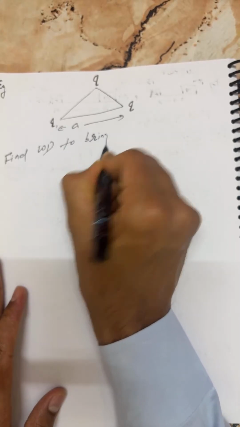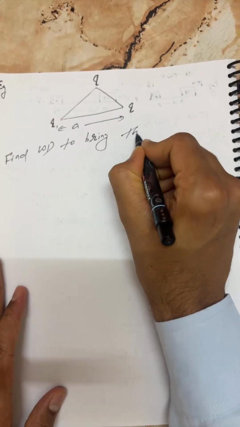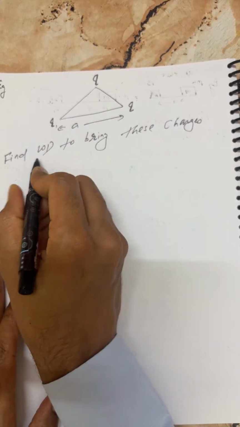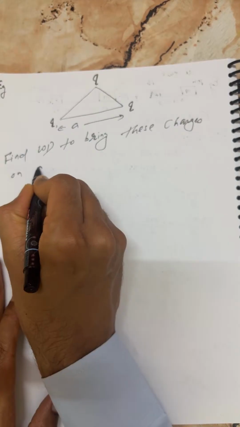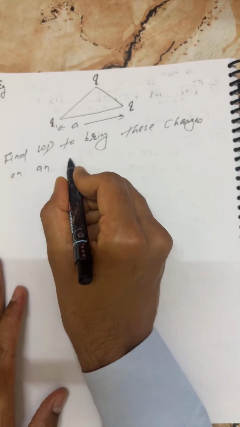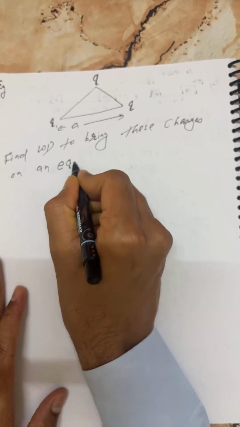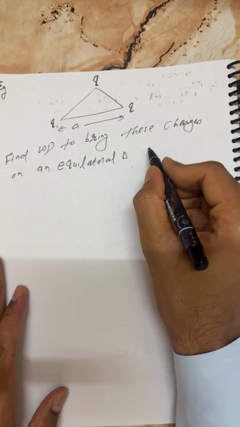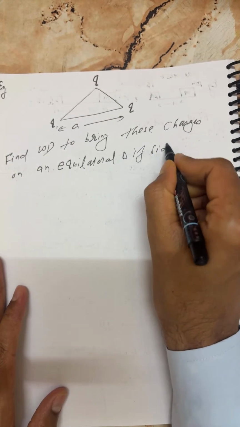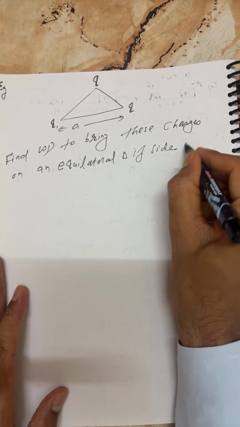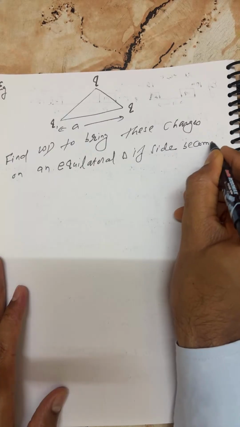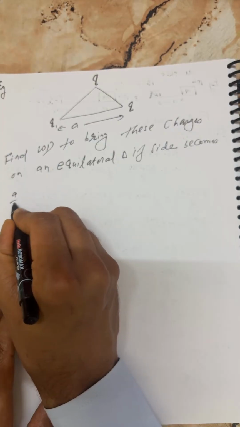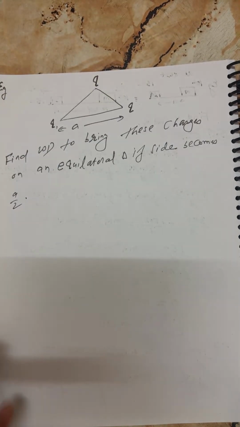to bring these charges on an equilateral triangle, if side becomes A by 2. Anyone from all of you, can you try this question?